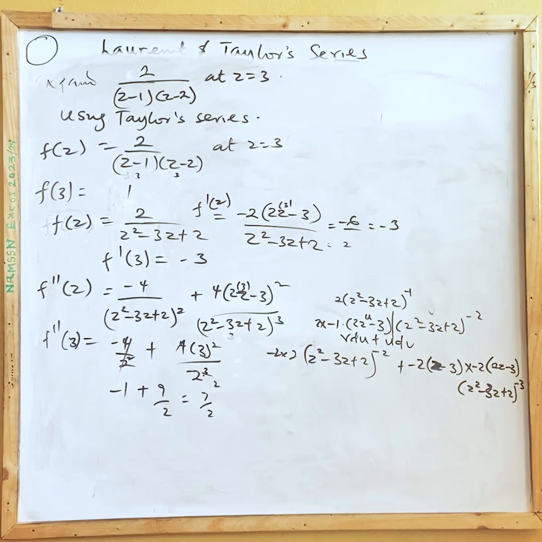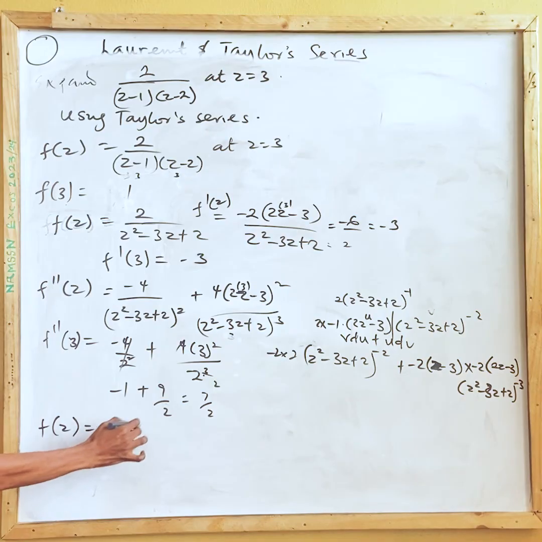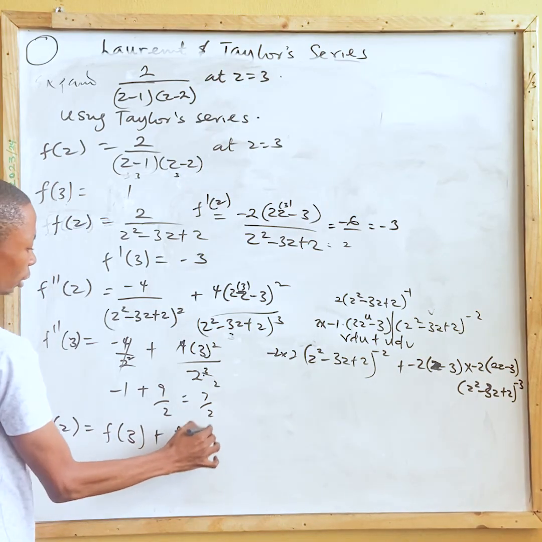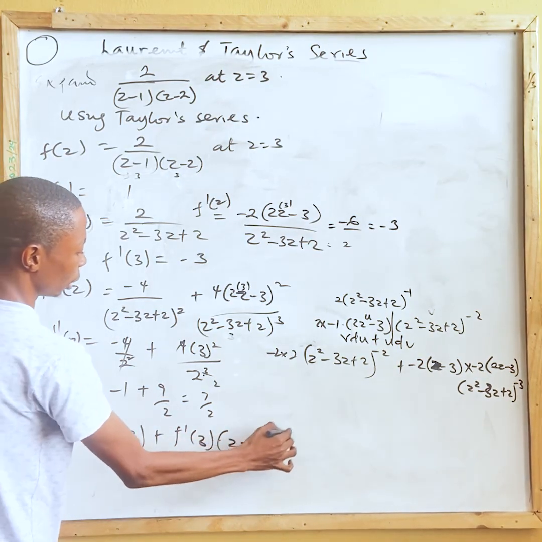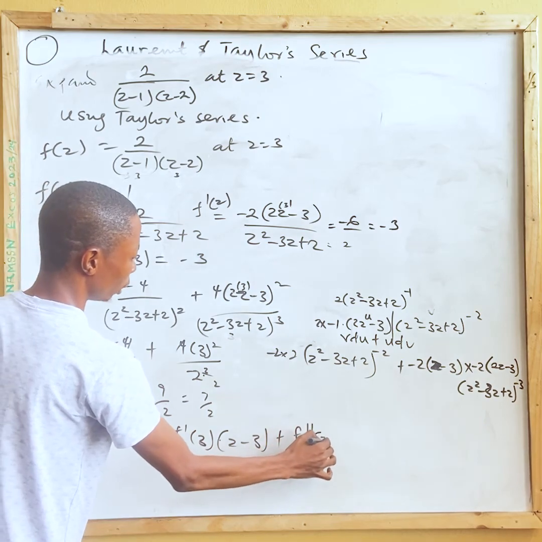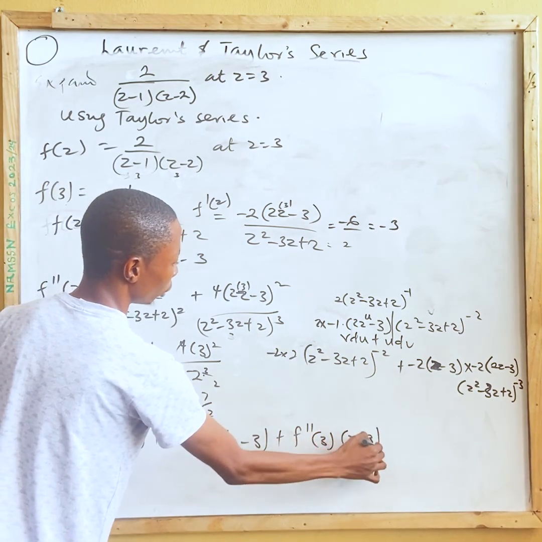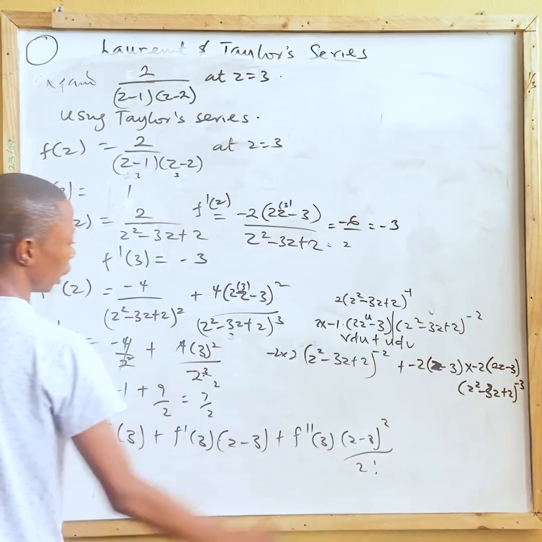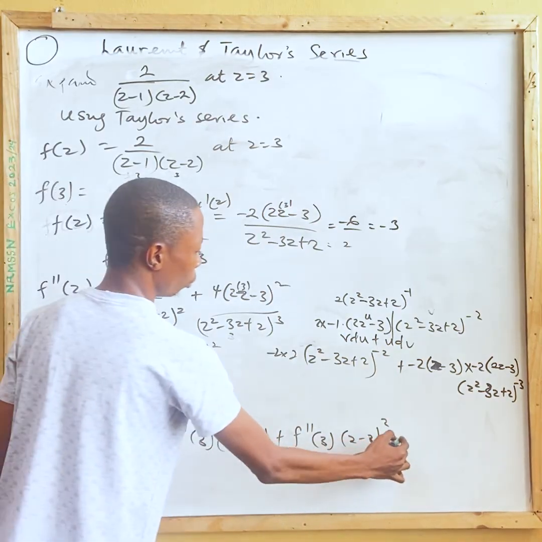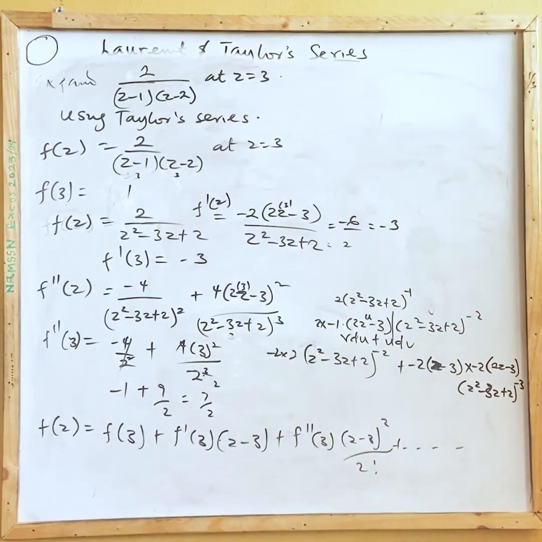The derivative is quite complicated. So the f of z will now be what? F of 3 plus f prime of 3 at z minus 3 plus f prime prime of 3 at z minus 3 all squared divided by 2 factorial, and all like that. So we go on like that. So this function now, 2 divided by z minus 1, z minus 2.